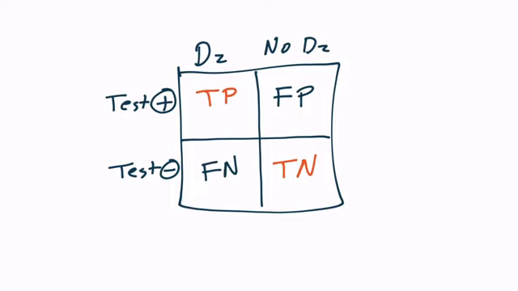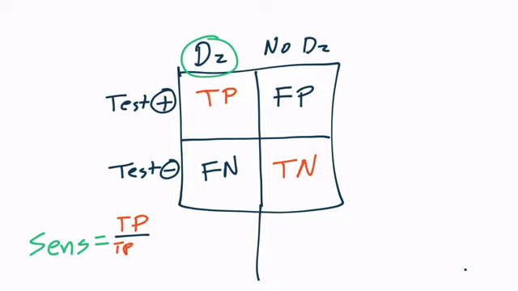To find sensitivity, we focus only on the left side of the box, or those that are diseased. Recall that sensitivity equals true positives divided by true positives plus false negatives. In other words, we take the true positive number and divide it by the number of everyone with the disease, so this entire left-hand side of the box.